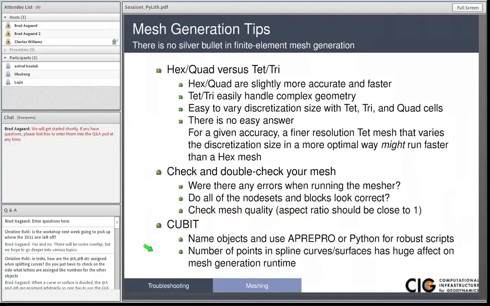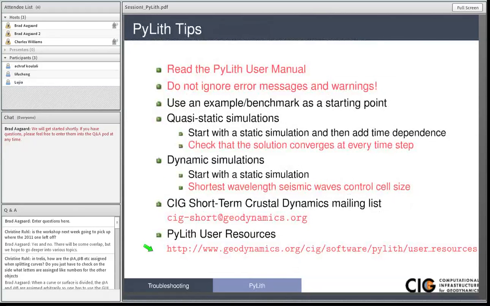When you're using Cubit, in a number of examples, we'll name our objects and use the APREPRO scripting language that allows you to take advantage of variables so that you don't have to keep retyping or changing the ID numbers or dimensions. And remember that the number of points in your spline or curved surfaces has a huge effect on the mesh generation time. So don't stick in a bunch of really high resolution contours unless you really need them. And we'll talk about this in the second session.